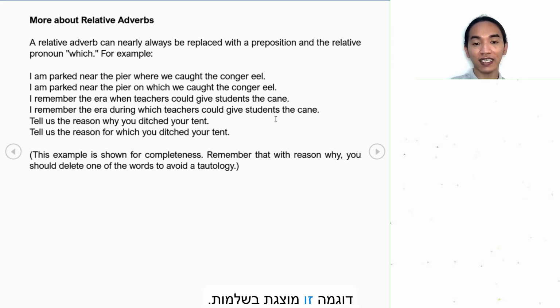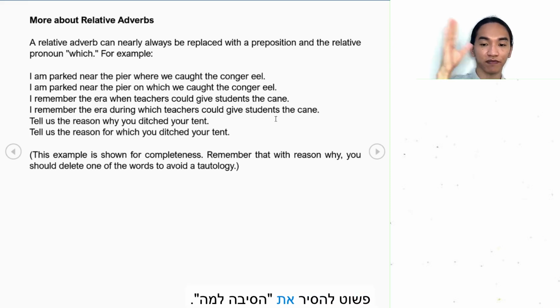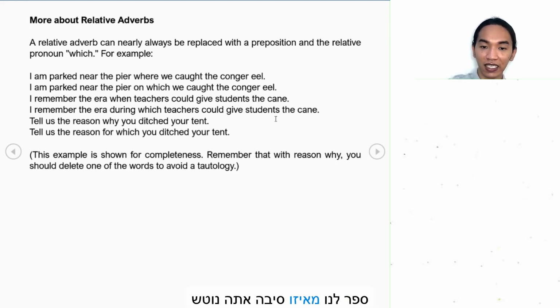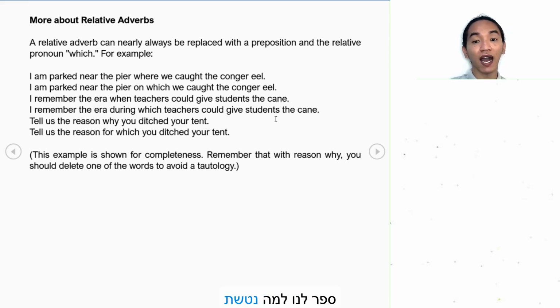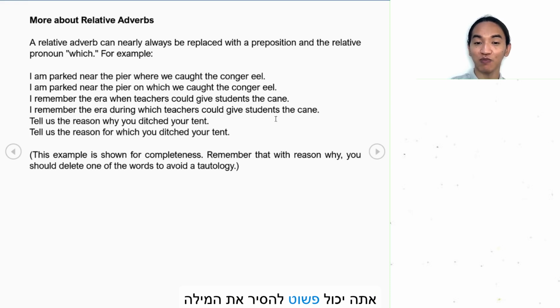Okay. So this example is shown for completeness. Remember that with reason why, you should delete one of the words to avoid confusion or redundancy. Just remove the reason why. So, tell us for which you ditched your tent. Tell us why you ditched your tent. So you can just remove the word reason. All right. So do we understand this for our relative adverbs?